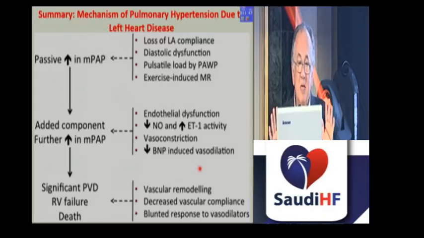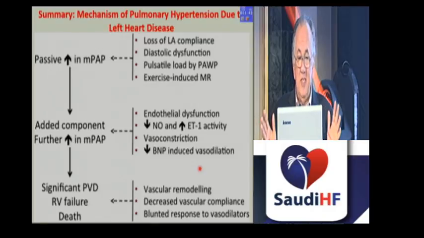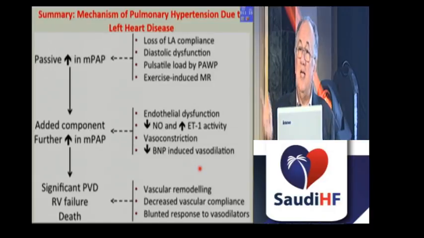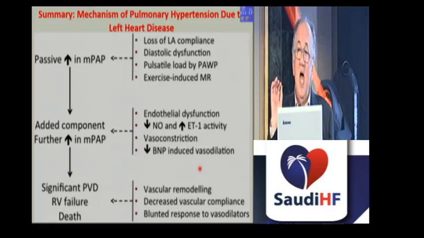So, in summary, the pathophysiology passes through three stages. Passive increase in the mean pulmonary artery pressure brought about by factors like diastolic dysfunction, systolic dysfunction, loss of left atrial compliance, and exercise-induced mitral regurg, which is not often seen in the resting echocardiogram, with an added component of endothelial dysfunction, vasoconstriction, and finally, a stage of significant pulmonary vascular disease, right ventricular hypertrophy, which is a major omen in the terminal spiral.